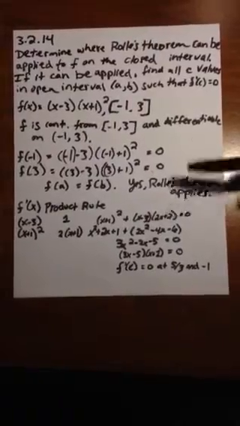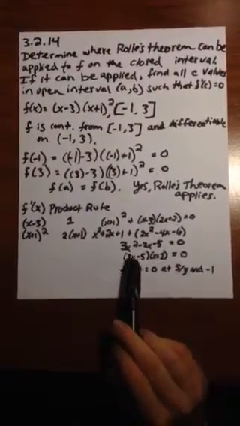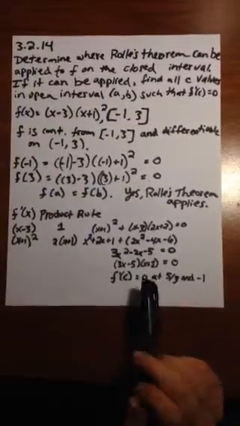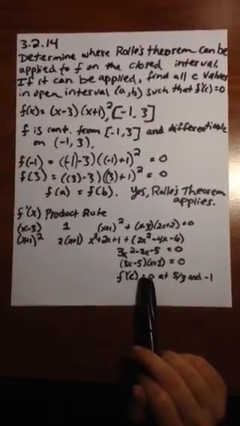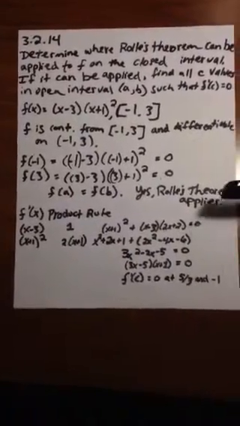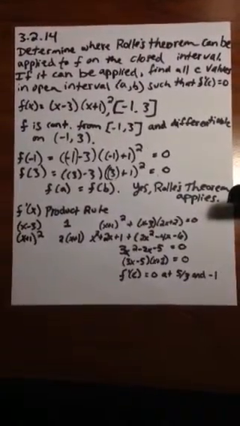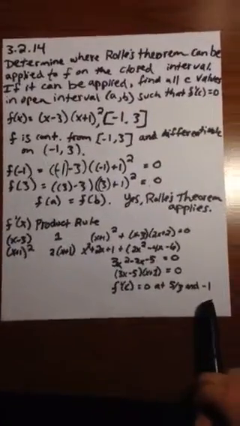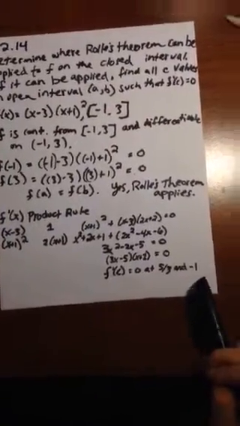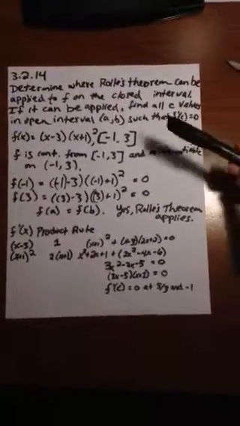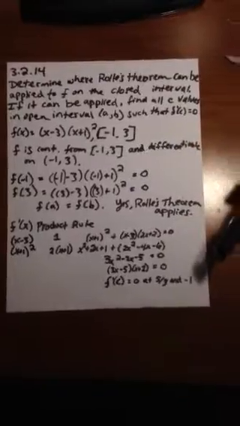And you get this, and then I just combined the like terms, and then you factor, so you get 3x squared minus 2x minus 5, and you factor that, and you get 3x minus 5 times x plus 1, and set it equal to 0. So the c values where f prime of c equals 0 are at 5/3 and negative 1, and both of these points work because they're within the boundary that they set.